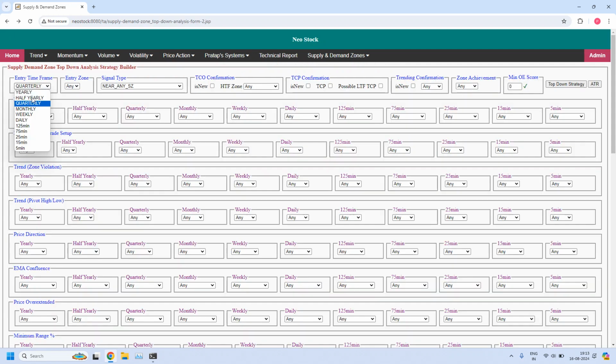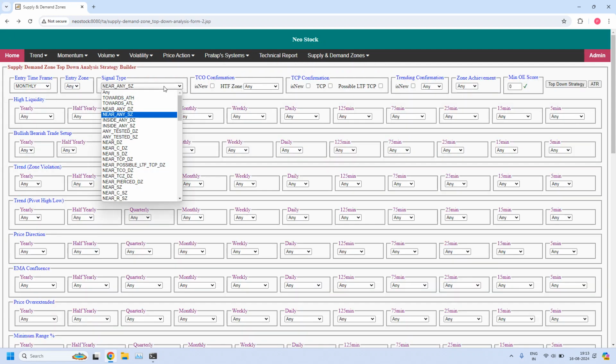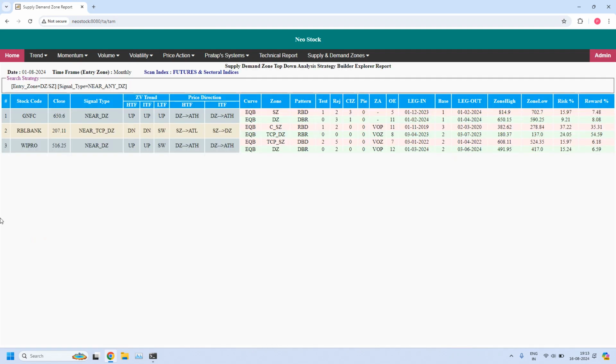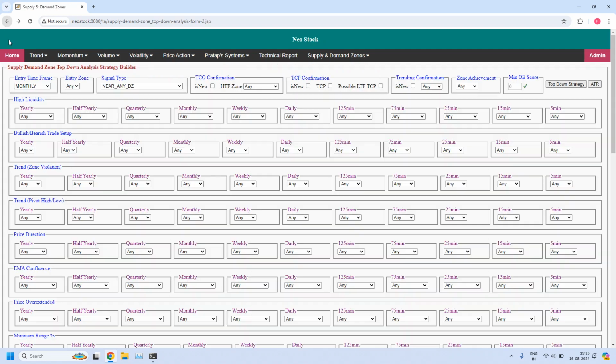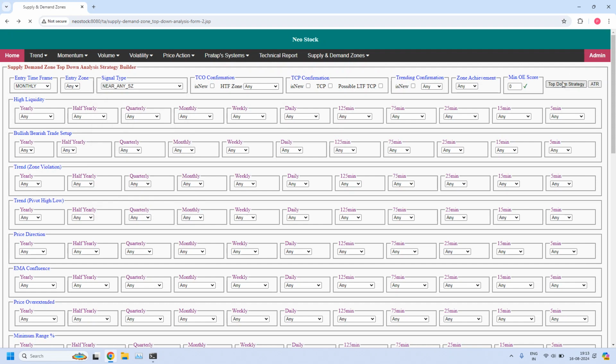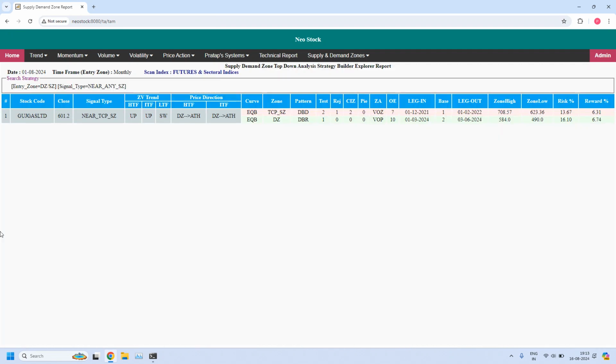Next time frame is monthly. Let us find the stocks near monthly demand zone. 3 stocks are near to the monthly demand zone. And the next report for monthly time frame, let us find the stocks near monthly supply zone. Only 1 stock is near to the monthly supply zone.